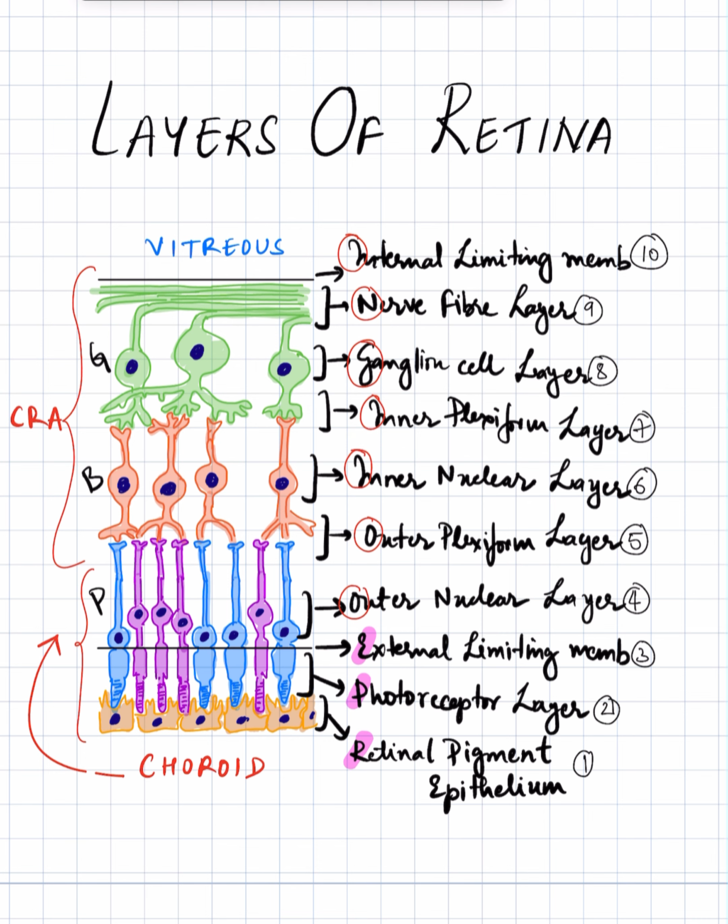And then the inner plexiform layer, which contains the axons of the bipolar cells and the dendrites of the ganglion cells. Then we have the ganglion cell layer itself, which contains the nuclei of the ganglion cells. And then the nerve fiber layer, which is the collection of axons of the ganglion cells, which continue as the optic nerve. And then the innermost layer, which is the internal limiting membrane.